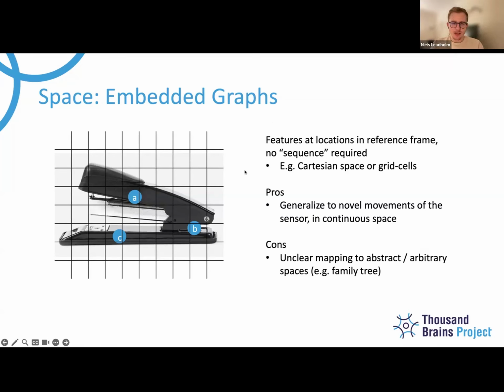So just the last thing to say with these kind of embedded graphs is that this works really well with 3D Euclidean space, but it's a bit more confusing how we would embed abstract or arbitrary spaces into this, like a family tree or whatever. If this is the substrate that we're using, how do you understand that certain parts of space connect you to other parts in space, but others don't?